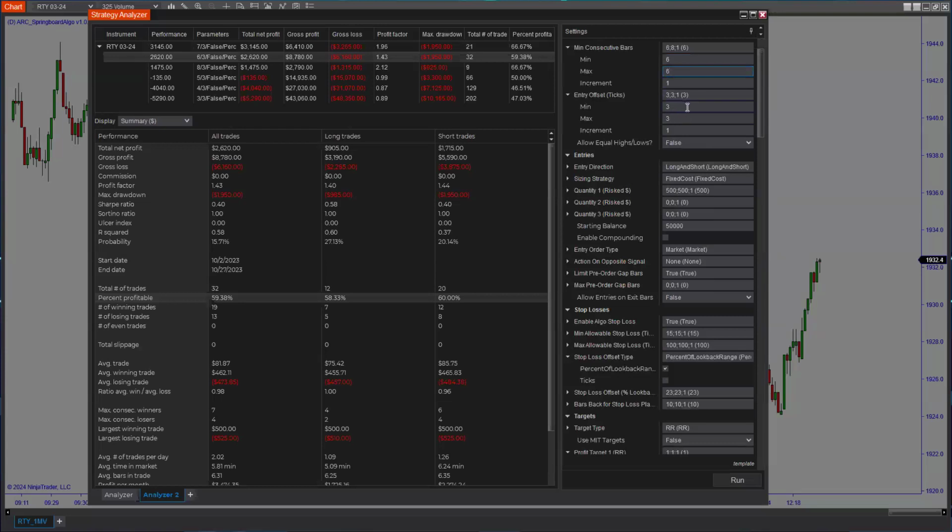So entry offset, let's optimize for this one next. We're going to go 2 to, let's go to 5. I don't want to go any more than that. And let's optimize for that.